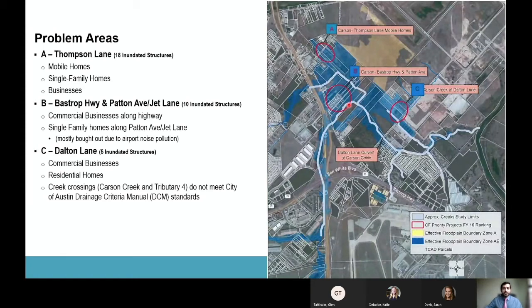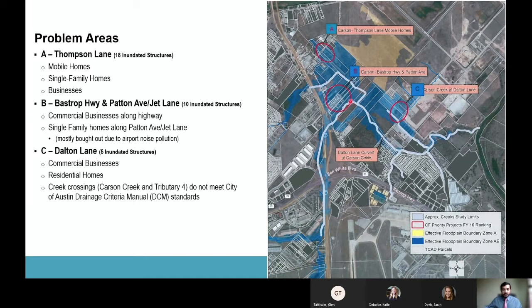Then I just wanted to show you how this watershed, and particularly this project area, have problems. On the right side figure, you can see most of the area shaded blue, which is the effective floodplain. We divided this into 3 different problem areas, where area 1 is on the north side. There is Thompson Lane here, and along Thompson Lane there are businesses as well as single-family homes and mobile homes. Around 18 structures get flooded or are within the FEMA floodplain.